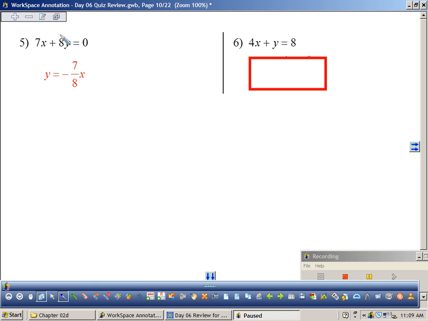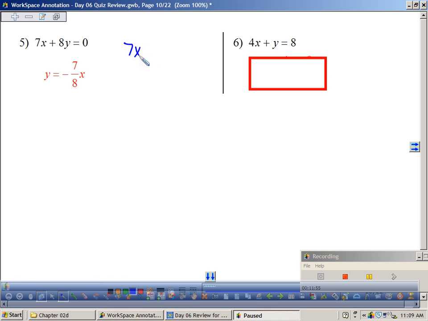Why do we have a negative on the 7? Like this? That works too. All right, 5, 4, 3, 2, 1. I need the talking to stop, please.